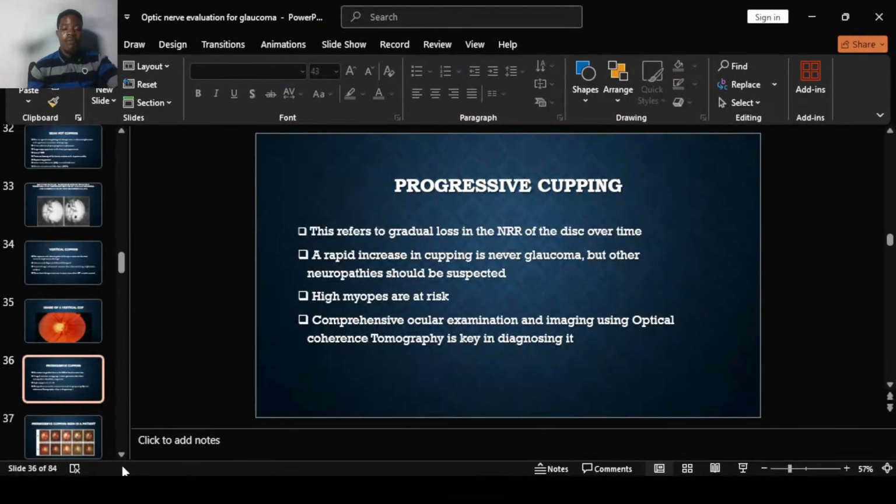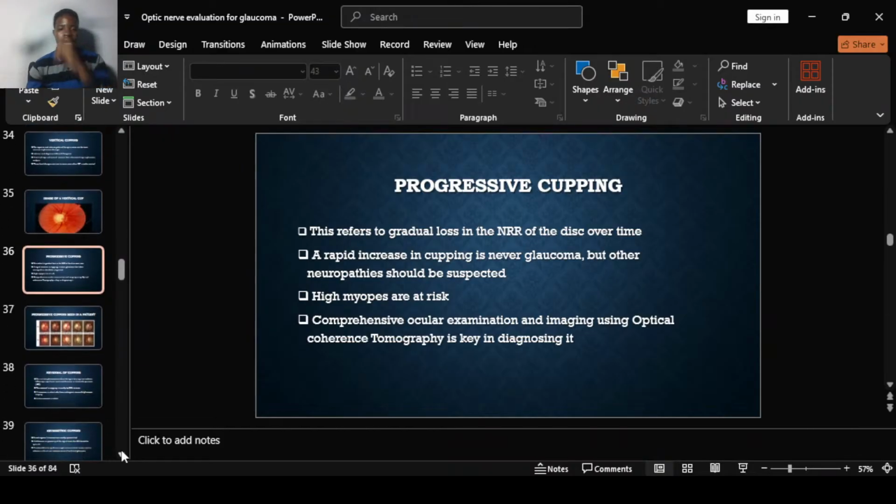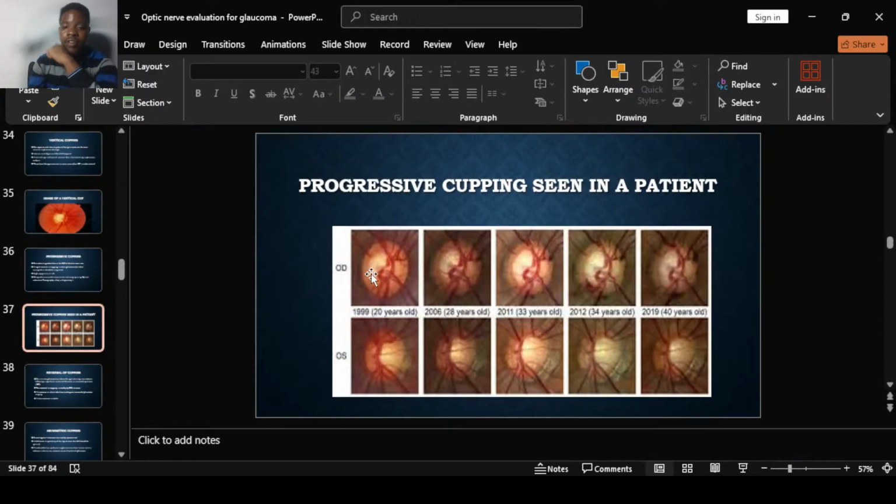And then we have progressive cupping. Progressive cupping refers to the gradual loss of neuroretina of the discs over time. A rapid increase in cupping is never glaucoma, like we said earlier, but other neuropathies should be suspected. We'll see progressive cupping in high myopes. There are risks of having this progressive cupping, and comprehensive ocular examination and imaging using optical coherence tomography (OCT) is key in diagnosing this. So this is what a progressive cup looks like.